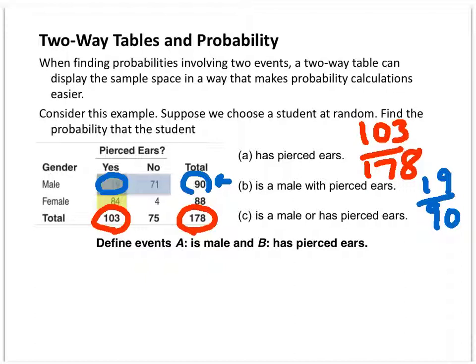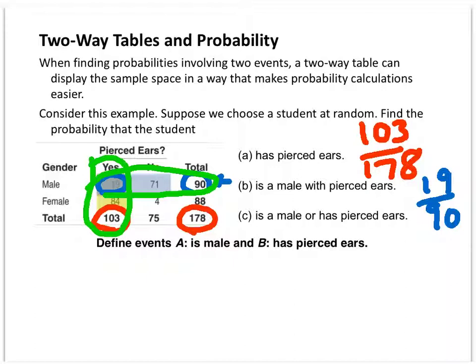Okay, now the next question is a little bit trickier. Is a male or has pierced ears? So either can be a male or can have pierced ears. Well, if I look here, I see that the total number of males, which we saw was 90, and the total number of people who have pierced ears is 103. So logically you say, oh, 90 plus 103, that's 193 out of a total of 178. And you realize, hey, that's not possible. You can't have more students than our total number of students. You can't have 193 students when there were 178 involved.